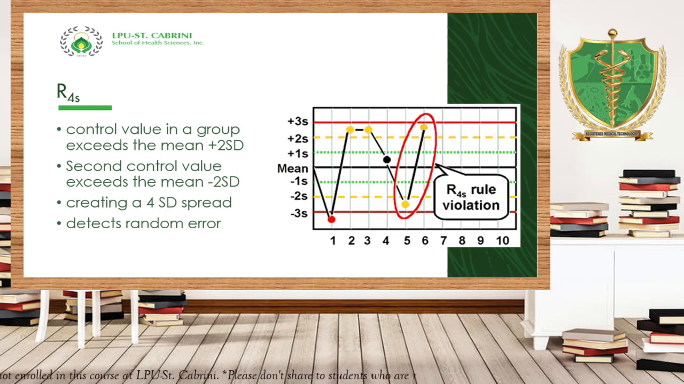How about the R4S? R4S is when one control value in a group exceeds the positive 2SD and the second control value exceeds the negative 2SD, creating a 4SD spread. It detects random error.